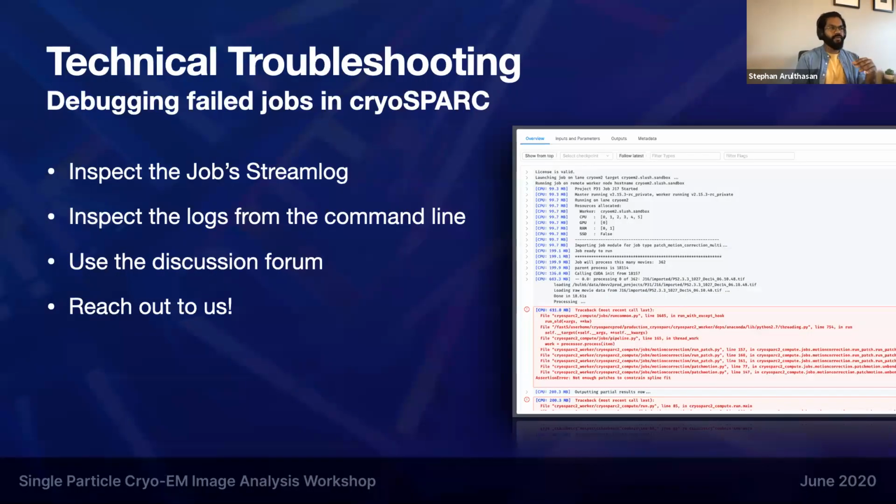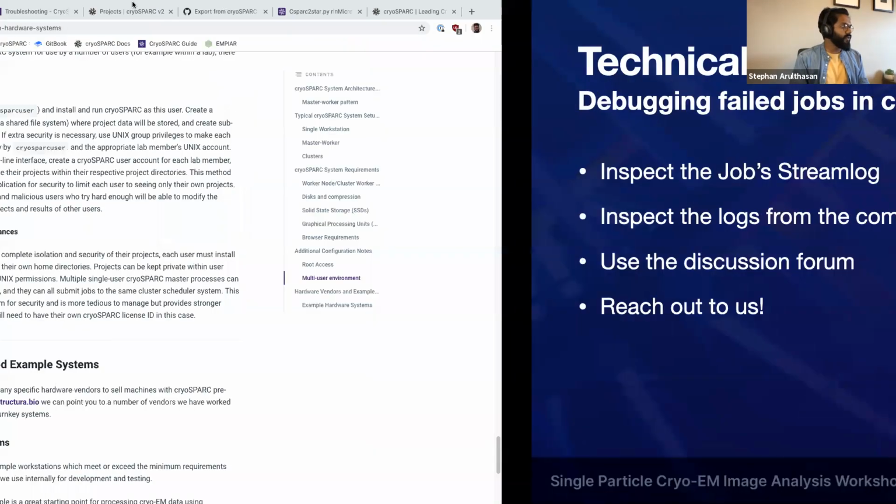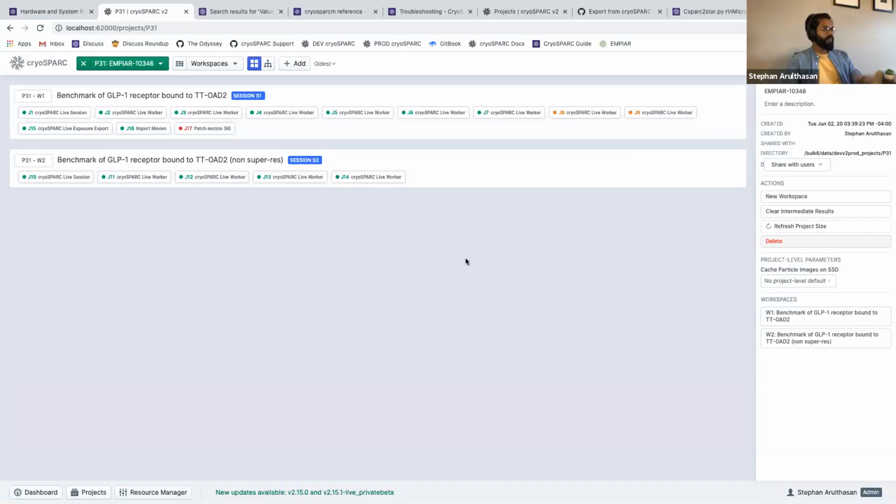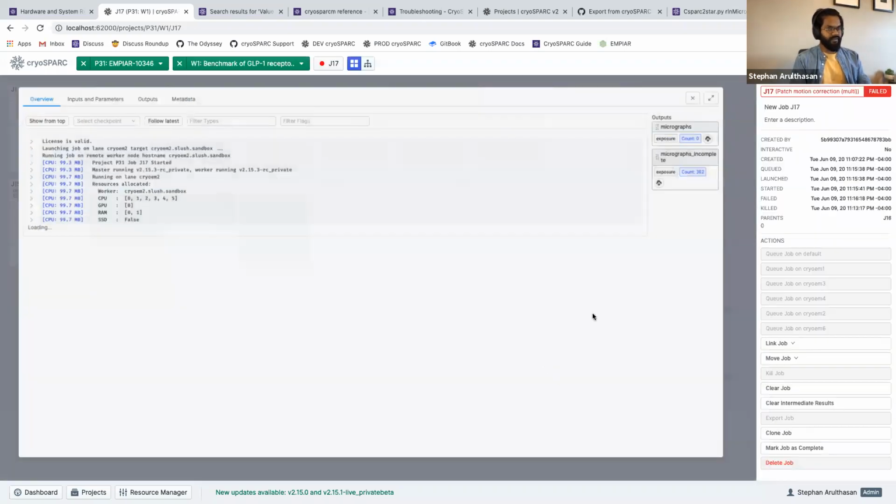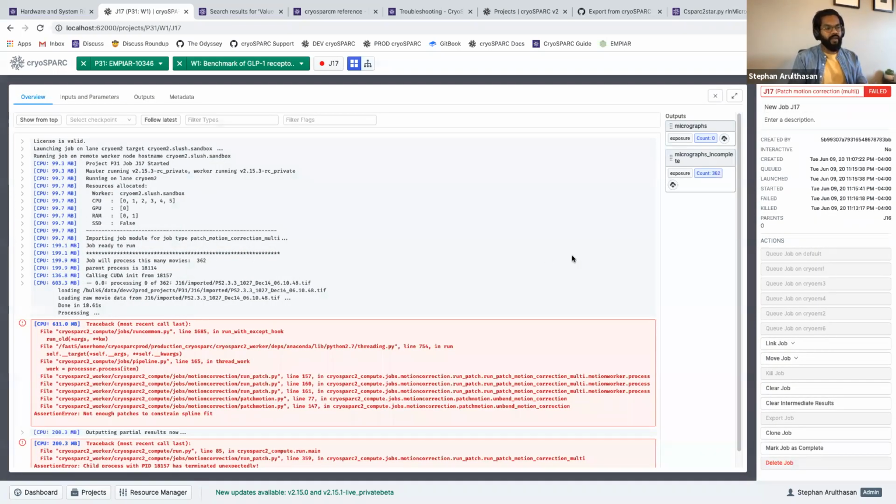So now I'm going to switch over to technical troubleshooting in CryoSPARC. And to do this, I'm going to show an example of a job that has failed and the general method I would use to try and troubleshoot the issue. So I'm going to switch over to our production instance. And right off the bat, you can see that there is a failed job here in this project that pulled up, J17. So I'm just going to open this up. You can tell it's failed because it says failed and it's in red.